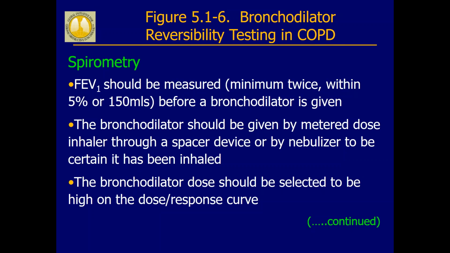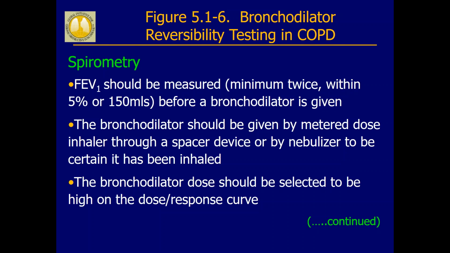FEV1 should be measured, and a lot of these details will probably be gone over again by the hands-on training that will occur at your site. But FEV1 should be measured at least twice with less than 5% or 150 mLs difference between those two attempts. So you may have to repeat the spirometry effort if you don't have two measurements that are within 5% or 150 mLs before the bronchodilator is given. The bronchodilator should be given by a metered-dose inhaler through a spacer device or by a nebulizer, just to be sure it's inhaled. It depends on your practice logistics to see which one you would consider using.